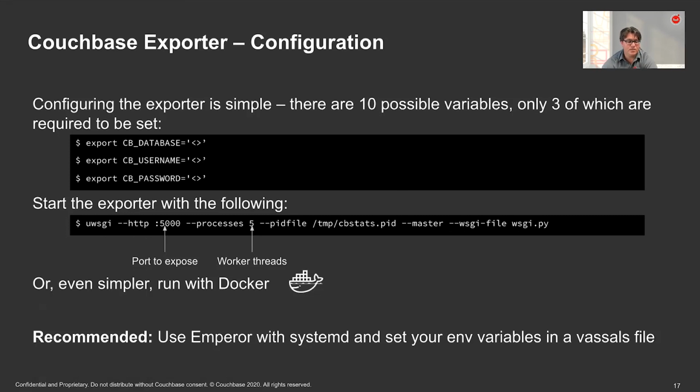Now, this way to get the exporter running using uWSGI is great for testing and great for development. But when you actually want to start running this in production, we definitely recommend using Emperor with systemd and setting your environment variables in vassal files. There are a couple of reasons for that that we can get into when we start looking at the different deployment models. But the main reason is that systemd can restart your process automatically in the case of some kind of failure, or if you have to restart the node or something like that. So Emperor, best to run with uWSGI.